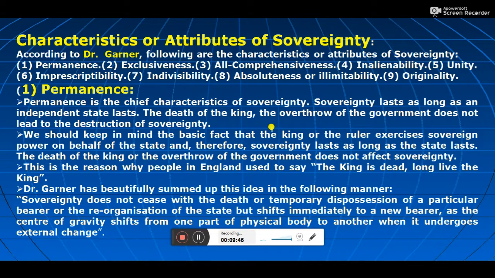Professor Garner has beautifully summed up this idea in the following manner. Sovereignty does not cease with the death or temporary disposition of a particular office bearer, or reorganization of government or state, but shifts immediately to a new bearer or ruler, as the center of gravity shifts from one part of the physical body to another when it undergoes external changes.